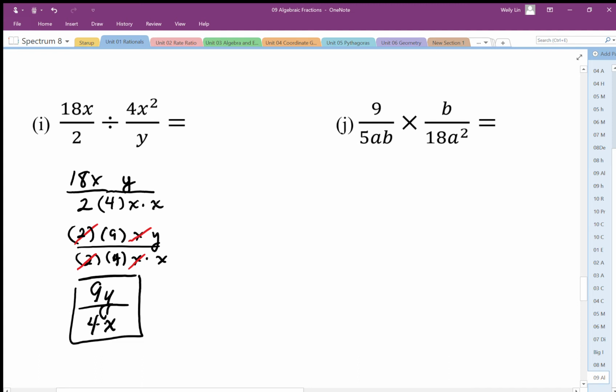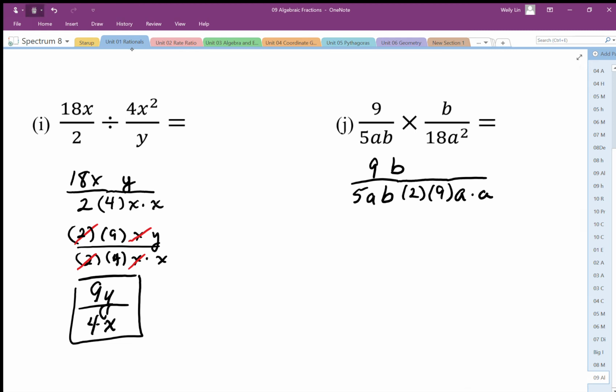Same thing here. This one is all times, so I'm just going to keep it all. I don't have to move anything around. Okay, so it's going to be divide by 5, divide by a, divide by b, times by b on top. Okay, so I'm going to have a common factor of 9 here, so I'm going to break up that 18 into 2 times 9. And then I'm going to have times a, or a squared. So then I'm going to cancel out anything that's common. So times by b, divide by b, times by 9, divide by 9. Okay, so everything cancels out.